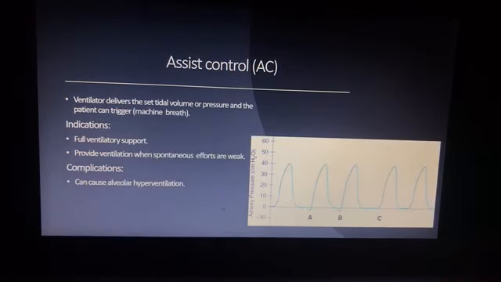Assist control. The ventilator delivers the set tidal volume or pressure and the patient can trigger. Indication: fully ventilatory support. It provides ventilation when spontaneous efforts are weak. Complication: can cause alveolar hyperventilation.